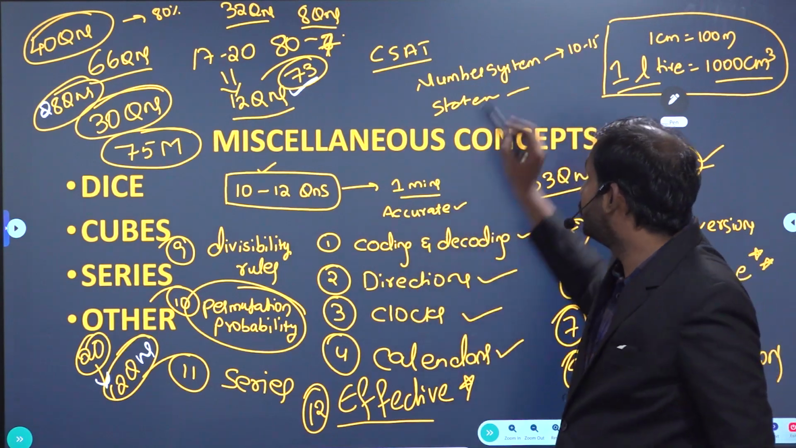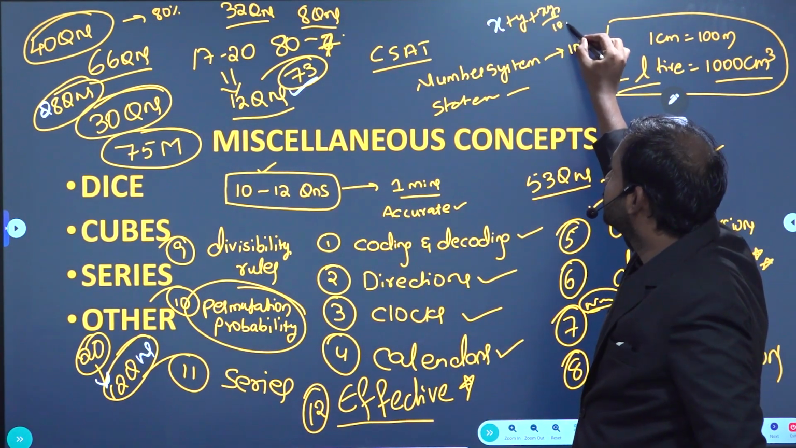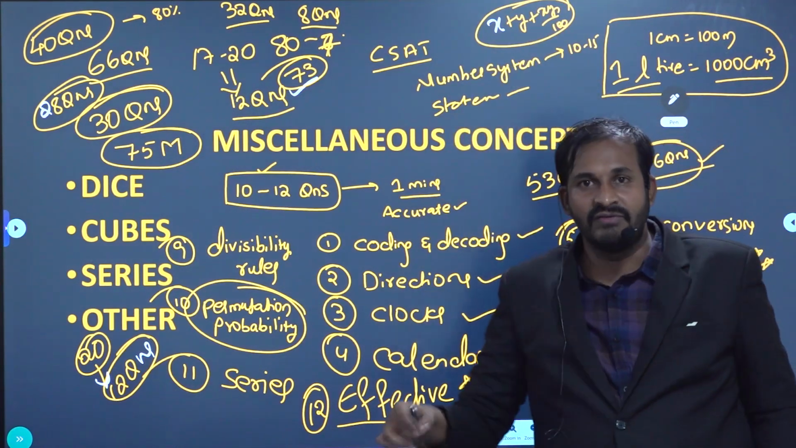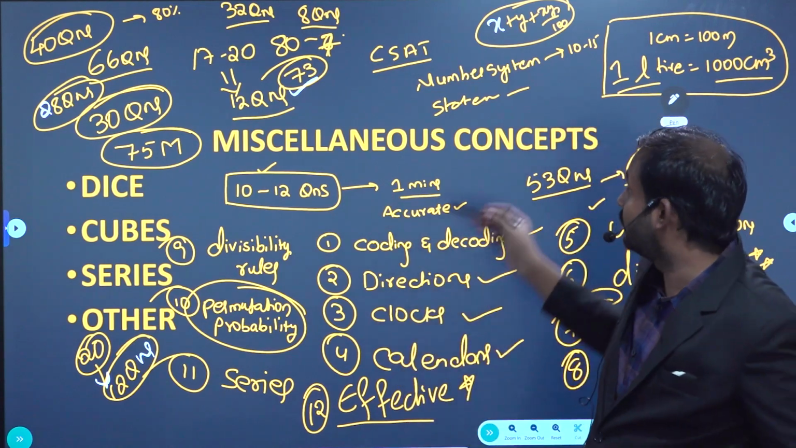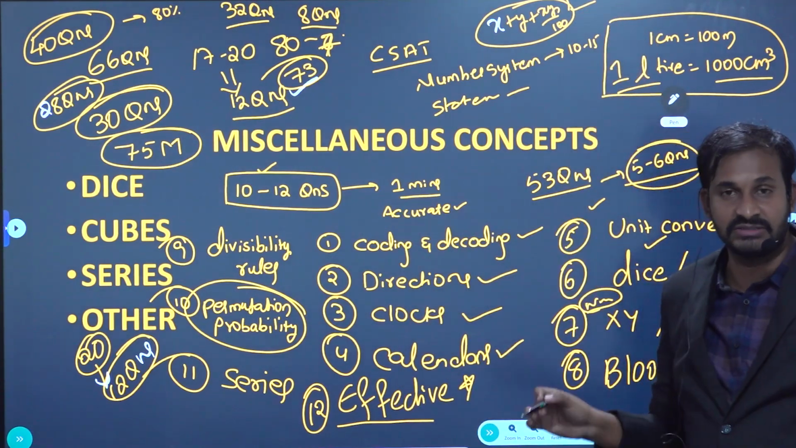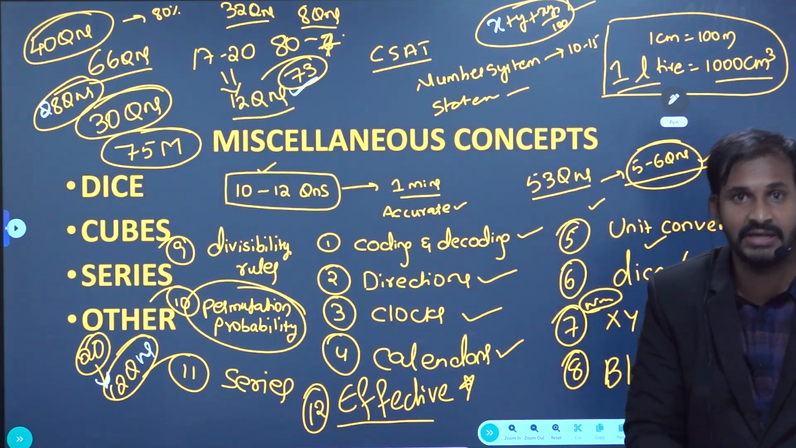You know how you will find the effective percentage? X plus y plus xy by 100. If a value is increased or changed two times, we have discussed this already, effective percentage. Please go and watch that video once again. So these things are very, very important.